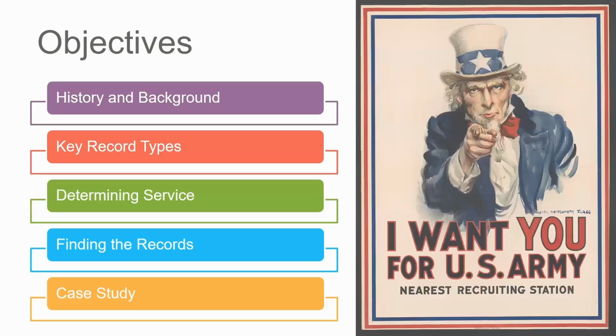So that was a lot to cover. I went a little over time, but hopefully you know a little bit more about the history and background of military records for these early wars in United States history. We identified those 4 key record types, how to determine if your ancestor was part of the service, where to find those military records, and then finally I showed you a brief case study of all that we learned about Ebenezer, who served during the War of 1812.